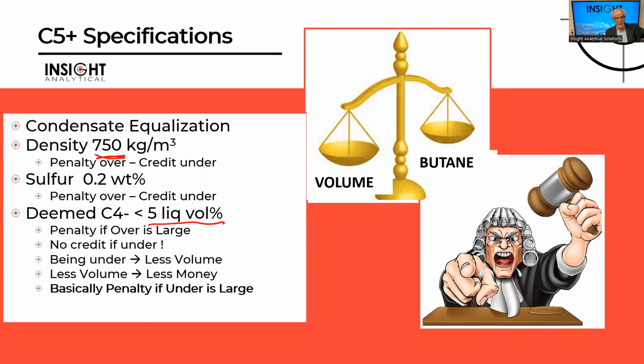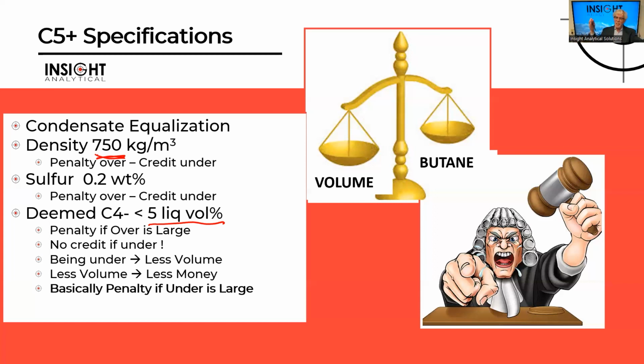So if my specification was 5% and I run my plant at only 4%, I've basically said I'm only going to produce 99 barrels when I could have produced 100. If I produce less volume, I get paid by the barrel, or by the meter cubed, so if I produce less volume, I make less money. So basically it means the penalty for being under is as large as the penalty for being over.